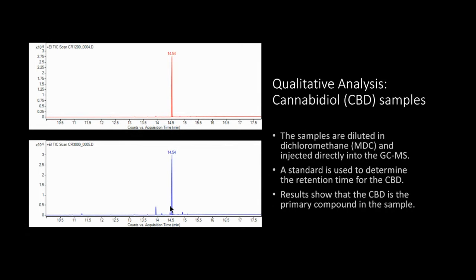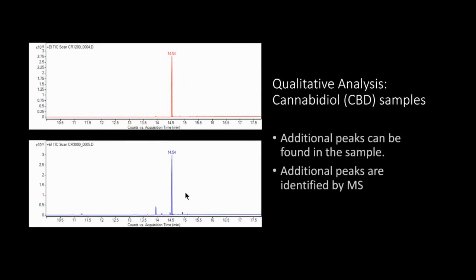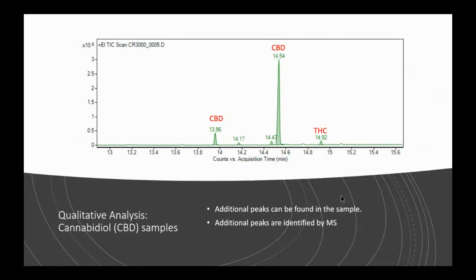So this particular sample on the bottom is a sample that we ordered, and this sample has more peaks in it than the standard, which it should, right? Because CBD is a natural product. So the additional peaks that were found in the sample, we tried to identify those using mass spec. And what we find is that the peak that's at the back is THC.